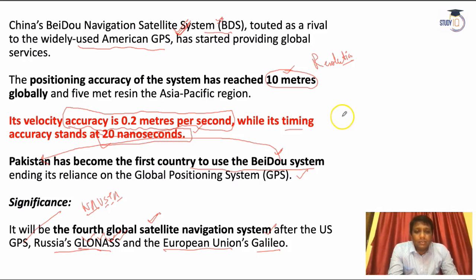Do you know, guys, it was also in the news, BeiDou will become globalized by around 2020, and then the name will shift to Compass.